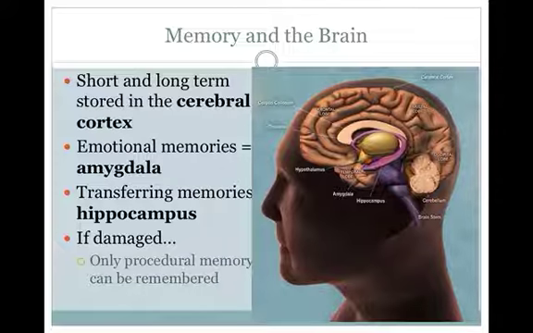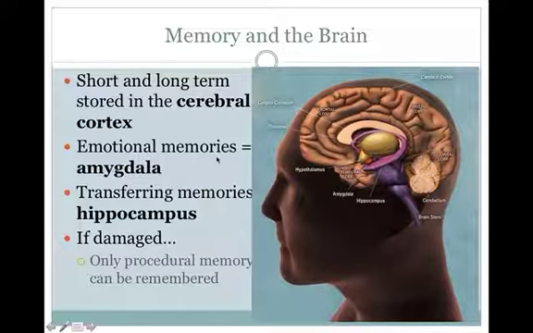So, when we take a look at the brain, we have all these different lobes that are focused on different functions of our body and our mind. The short and long term of our memory is stored in what we call the cerebral cortex. All right. Now, the cerebral cortex stores both of these items. And you can see it's not the biggest area. It's right up here, the top part of our brain, next to the parietal and the frontal.